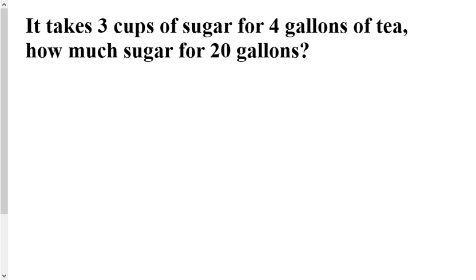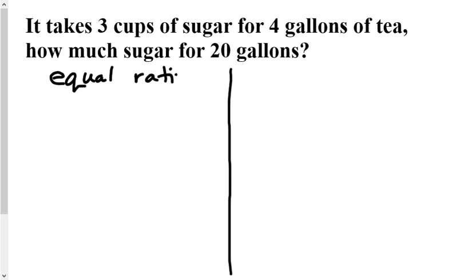All right, let's look at another problem. It takes 3 cups of sugar for 4 gallons of tea. How much sugar for 20 gallons? I'm going to show you 2 ways to do this problem. For this problem, we're going to, of course, use equal ratios. And we're going to use a tape diagram.